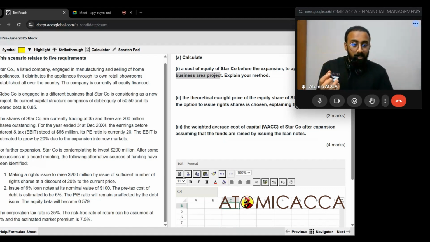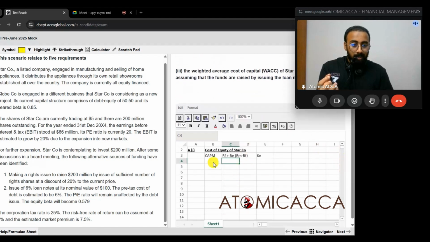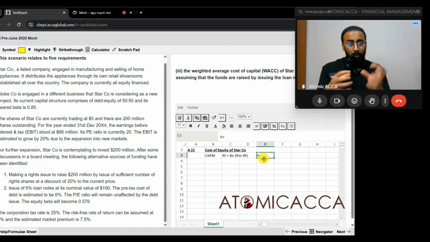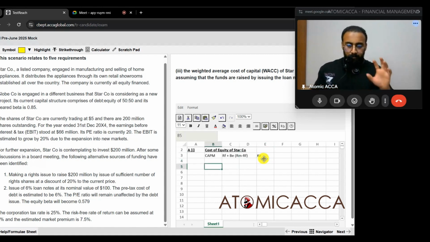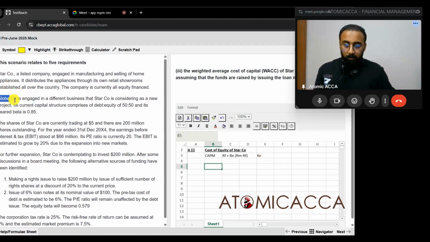This equity beta is what I will utilize in my calculations here so that I can get a KE, cost of equity, to use for appraising that new business area project. So we got the overall idea of what we have to do as steps. We have to do the CAPM calculation over here. For that, what we can do is take this Globe company's figures and de-gear it.